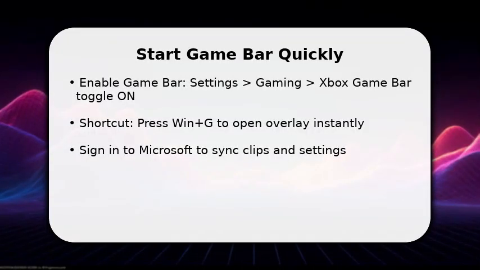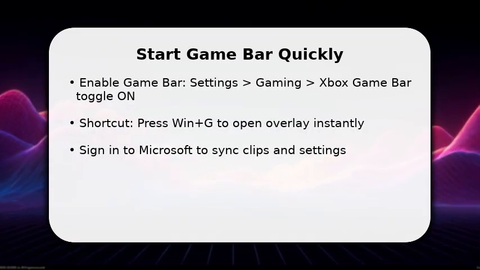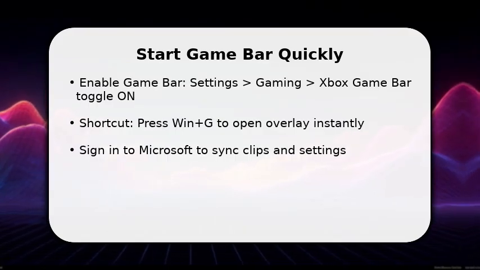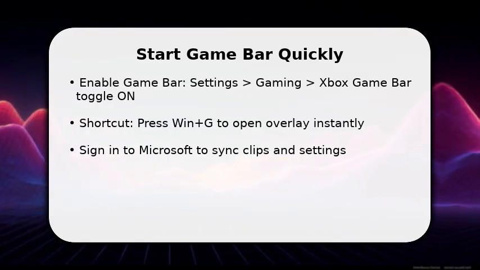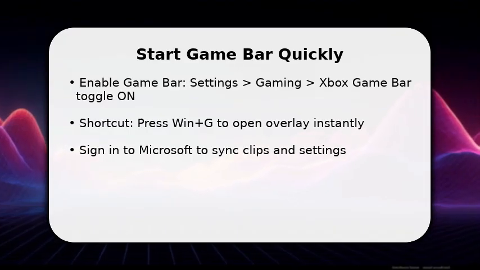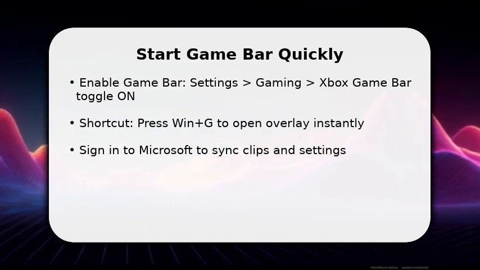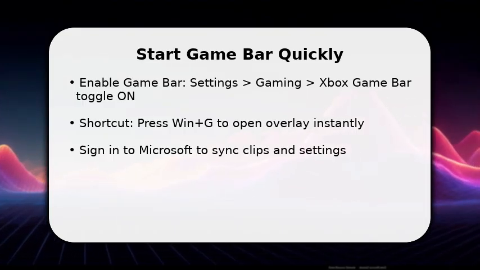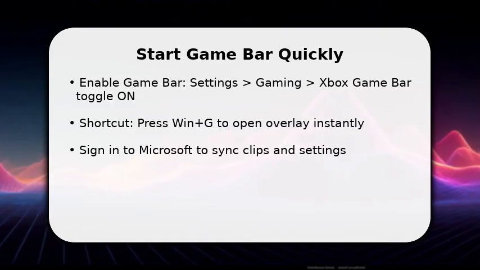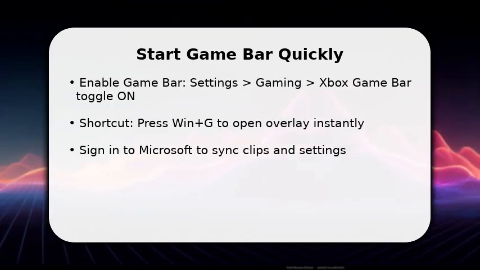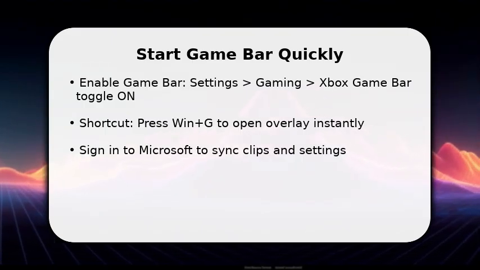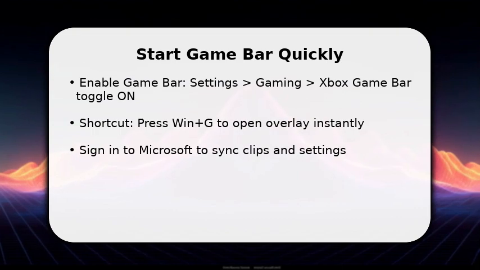You begin by enabling the Game Bar and opening it immediately. This gets you into the workflow without delay. Press Win+G to summon the overlay, and make sure the Xbox Game Bar toggle is on in Settings, Gaming, so features appear. Sign into your Microsoft account if you want cloud-synced clips and preferences. Once done, check the capture widget and audio mixer icons. They're your primary tools for recording, screenshotting, and adjusting app audio levels on the fly.